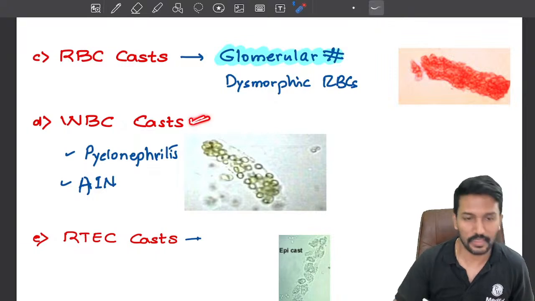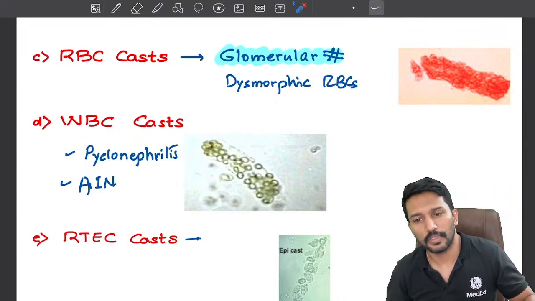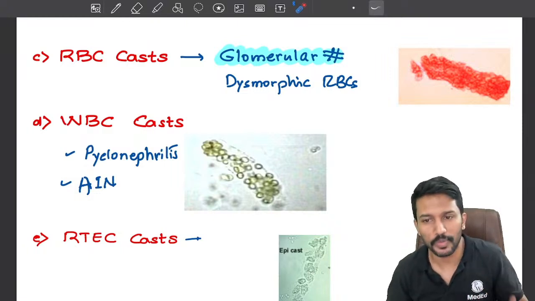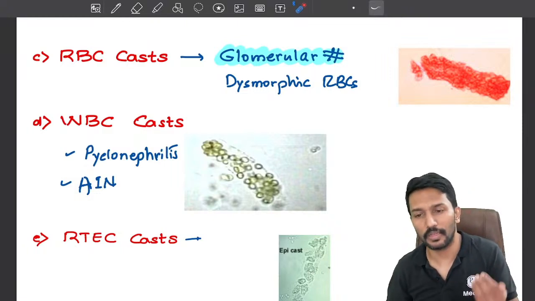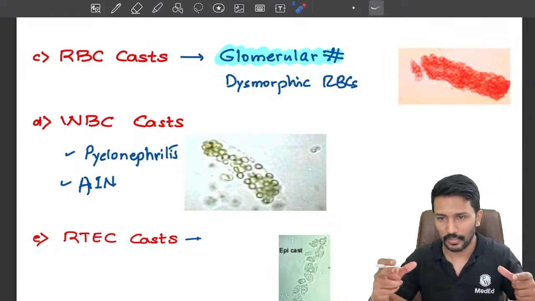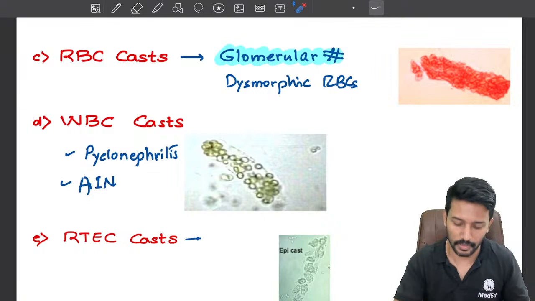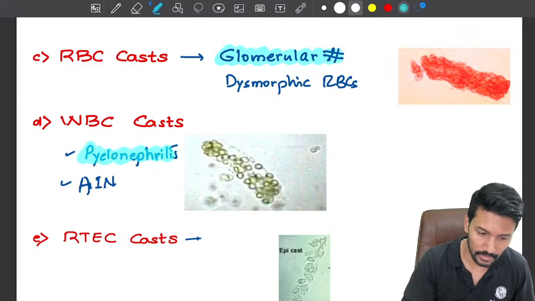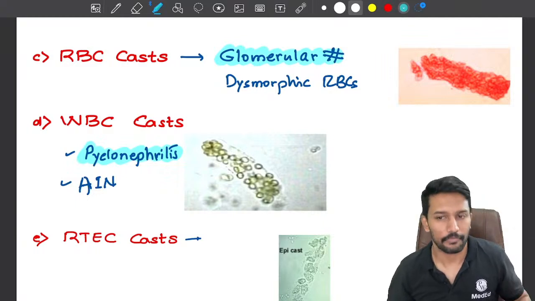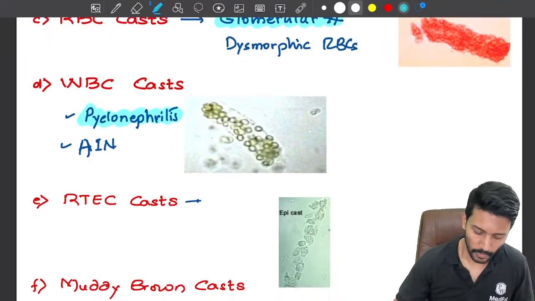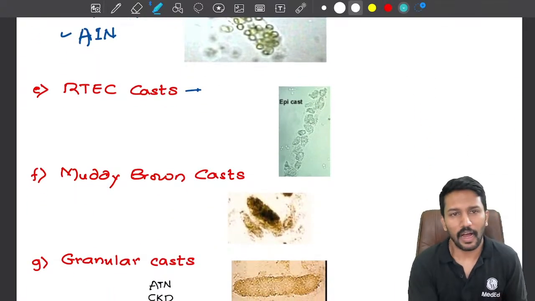Next we can see WBC cast. Where do we see WBC cast? Obviously the WBCs in the urine should be increased to form WBC cast. So in what condition will WBCs be increased in the kidney? When you have pyelonephritis. So hyaline cast, on top of that WBCs are impregnated, giving you a WBC cast. So typically seen in patients with pyelonephritis and acute interstitial nephritis. Right? So whenever there is an infection of the kidney, what we call pyelonephritis, you will have WBC cast.